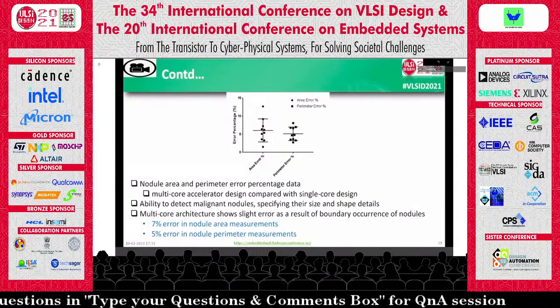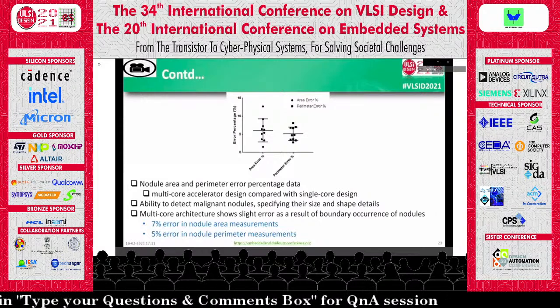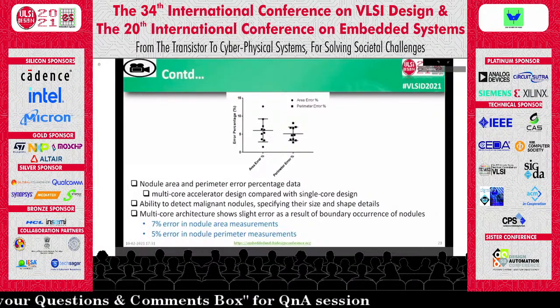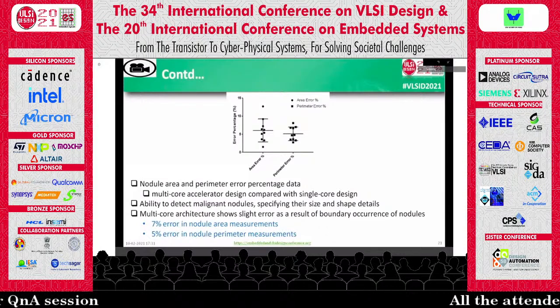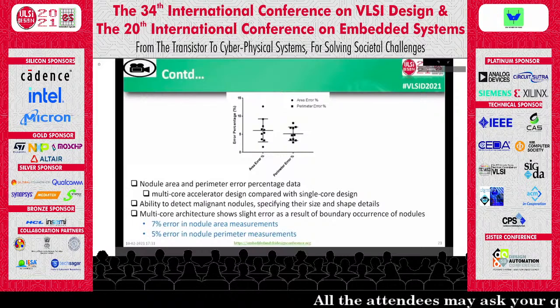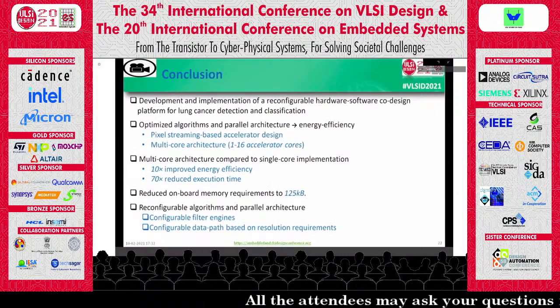Here you can see the ability to detect malignant nodules, specifying their size and the shape details, and the multi-core architecture shows a slight error as a result of boundary occurrence of the nodules. 7% error is there in the nodule area measurement and 5% error in the nodule perimeter measurements. Now I would like to conclude the paper.